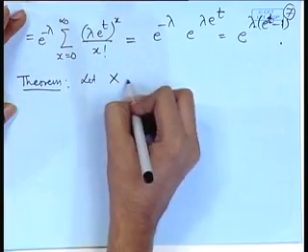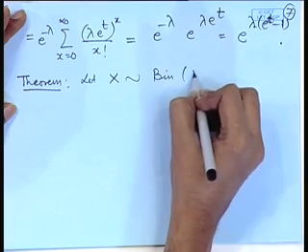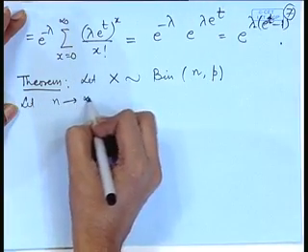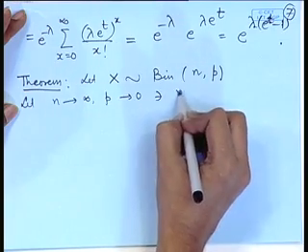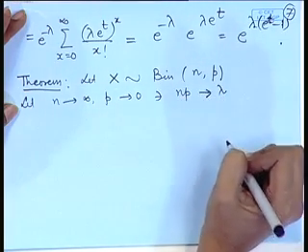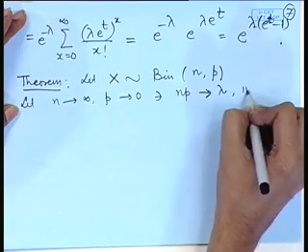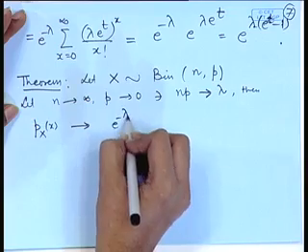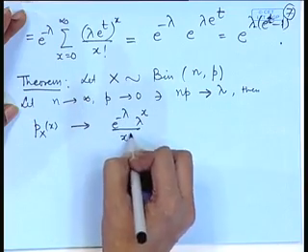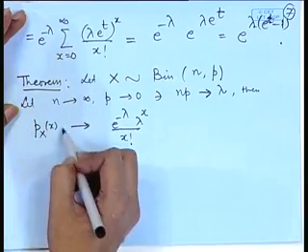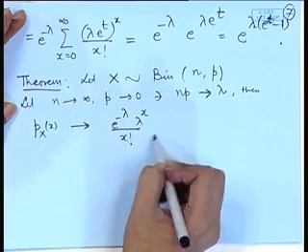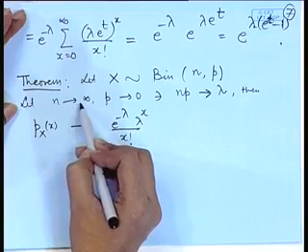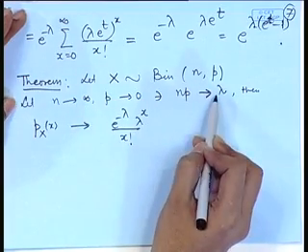say x following a binomial distribution with parameters n and p. Let n tend to infinity, p tend to 0 such that np tends to some number, say lambda, then the distribution of x converges to e to the power minus lambda, lambda to the power x by x factorial. That means, the binomial distribution's probability mass function converges to the mass function of the Poisson distribution under the conditions that n tends to infinity, p tends to 0, such that np tends to lambda.